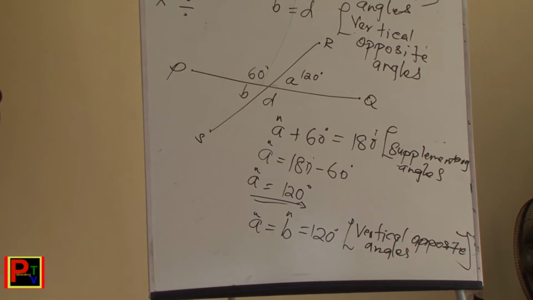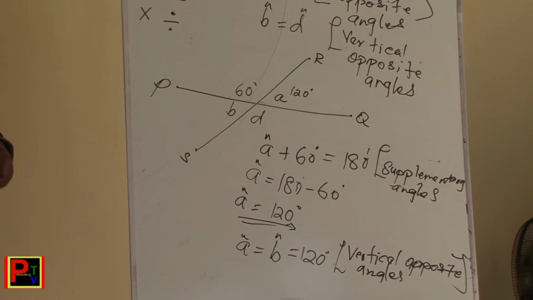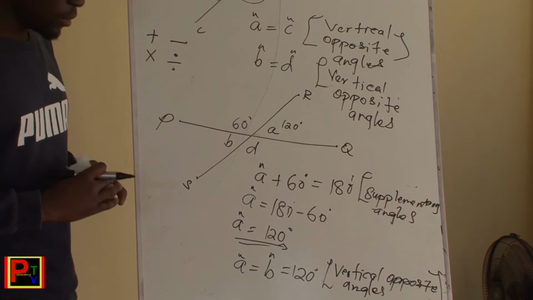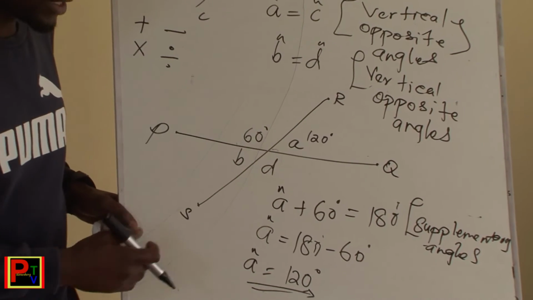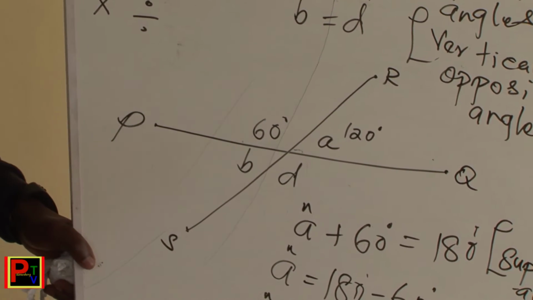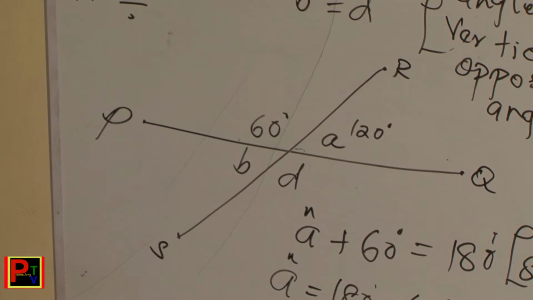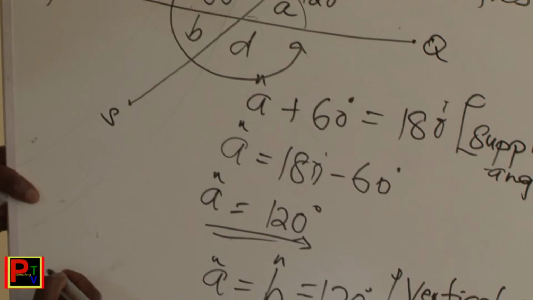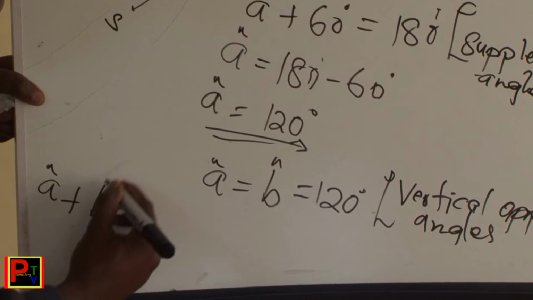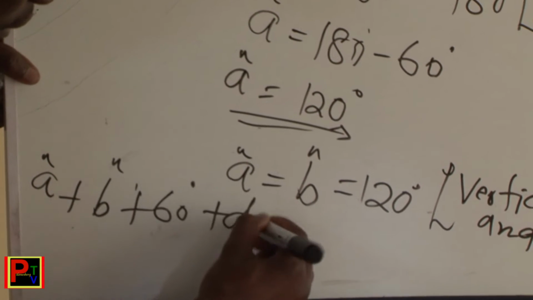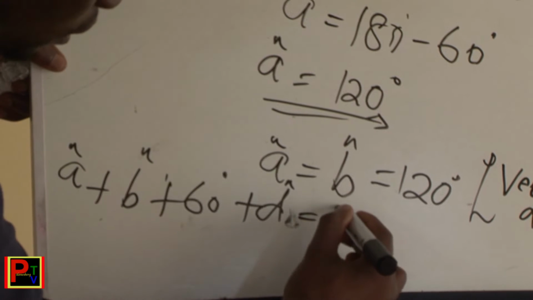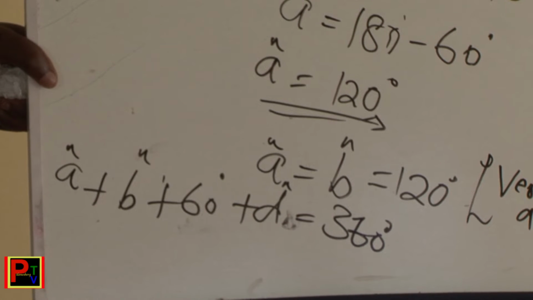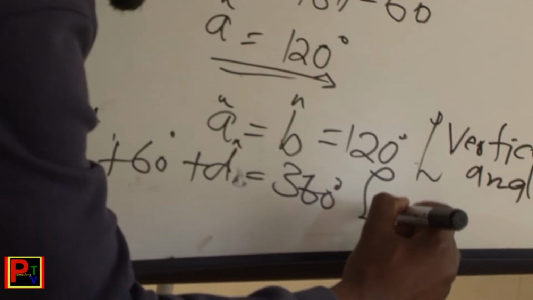Now to get angle D, let's use the last one. We managed to use angles on a straight line, we managed to use vertical opposite angles. Now what is the last one? I think you still recall it. I hope you will get the answer very quick. You can even get the answer by using vertical opposite angles, but I avoided the repetition. Let's try it this way. Let's use the part whereby we add all of them. Angle A plus angle B plus 60 degrees plus angle D is equal to 360 degrees. Now, we said if our angles add up to 360 degrees, what is the reason for that? This is a revolution.